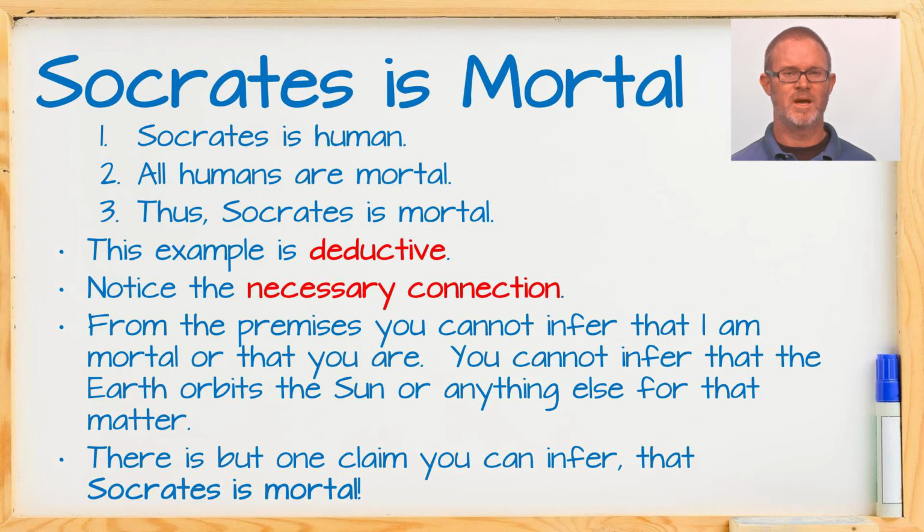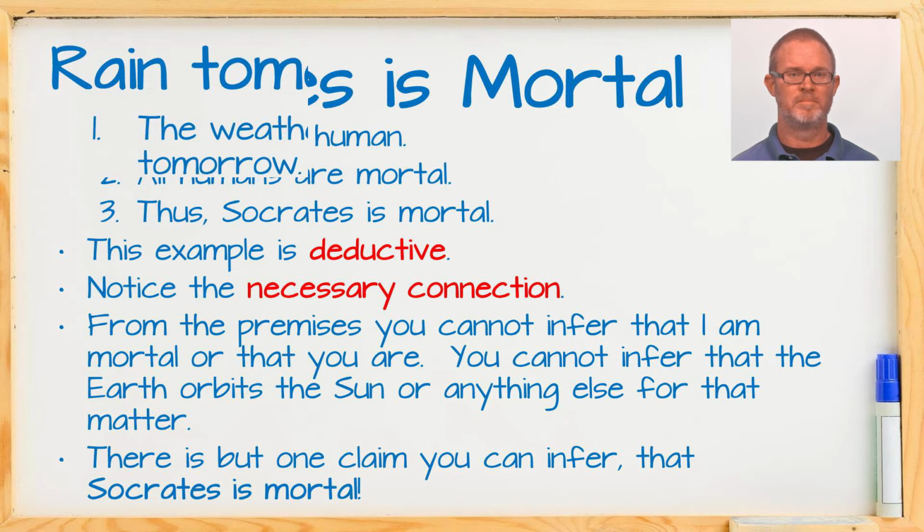So the first example is a deductive argument about Socrates. It says 1, Socrates is human, 2, all humans are mortal, therefore 3, Socrates is mortal. So this is a deductive argument, a valid one. And notice again the necessary connection between the premises and conclusion. The only possible conclusion that can follow from those premises is that Socrates is mortal. And so what we have is that necessary connection we need in our deductive argument and our valid argument, and so this is a deductive argument.